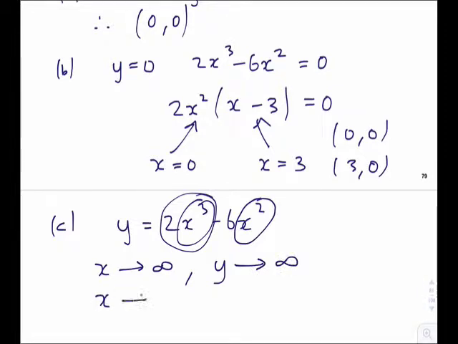Similarly, if we consider big negative values of x, same thing. This term here is going to be the dominant term, and I know when x is really big and negative and I cube it, I'm going to get a really big negative number. So y is going to head off to negative infinity.